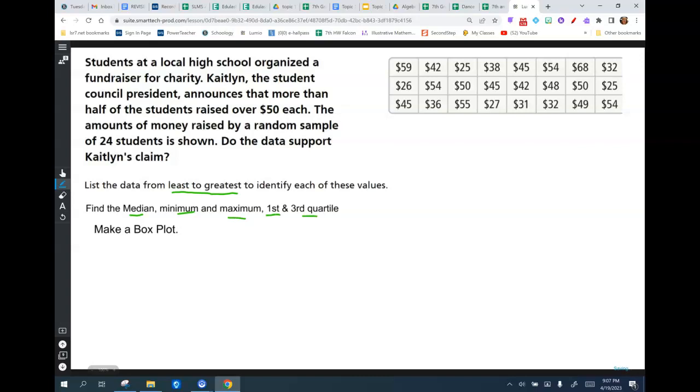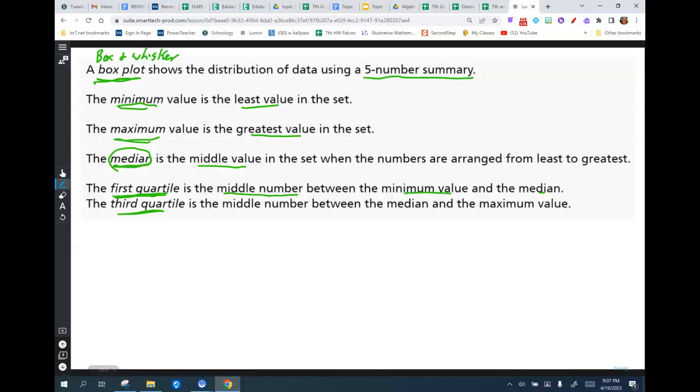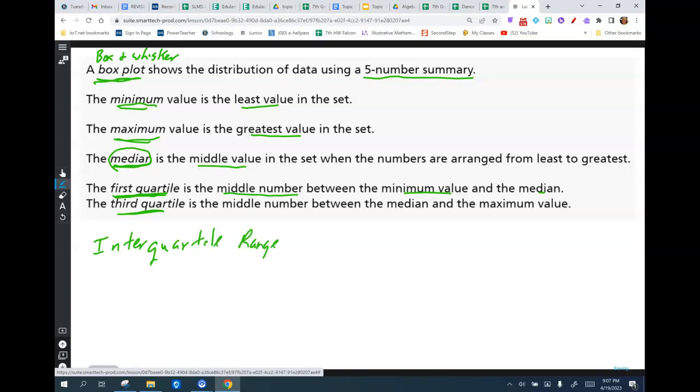We're also going to, and I should have added this in, I'm going to go back for just a second and talk about the interquartile range. The interquartile range is the range, so remember when we talked about range, of numbers from the third quartile to the first quartile.